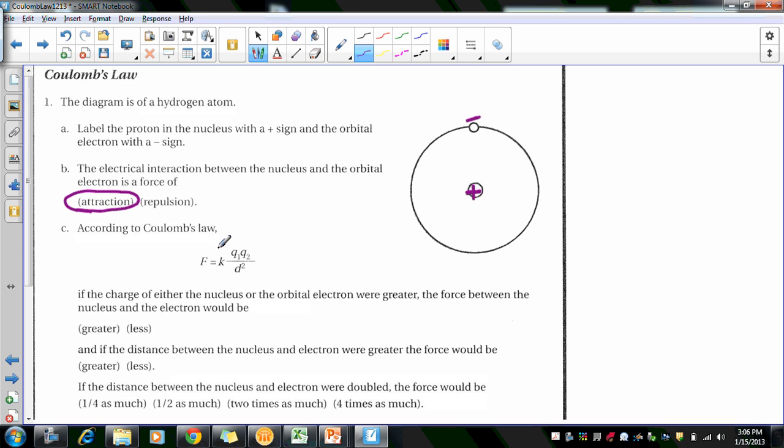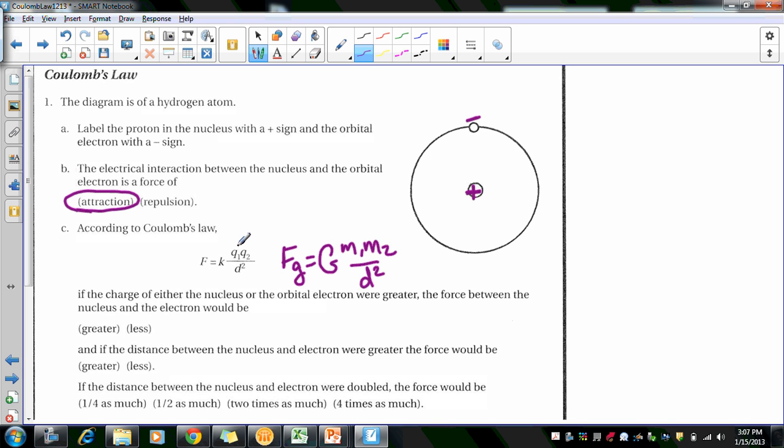And so here is Coulomb's law. F equals K Q1 Q2 over D squared. This equation should look really, really familiar. It should look a lot like this one: Fg equals G M1 M2 over D squared. And it's because the principle behind electrical forces is the same as the principle behind gravitational forces.